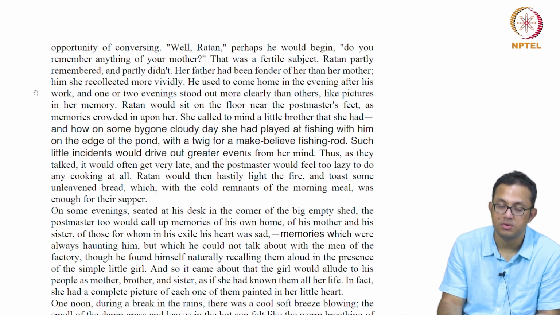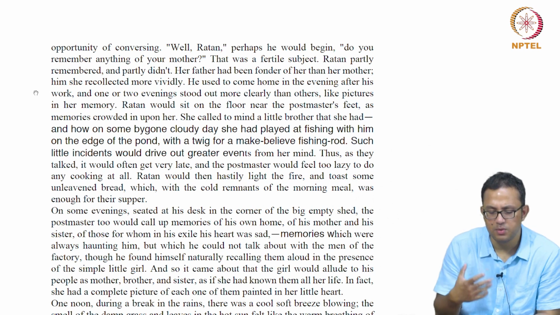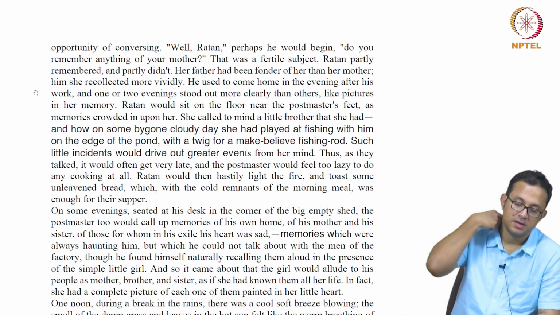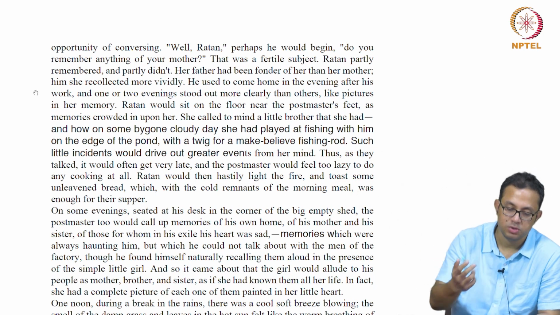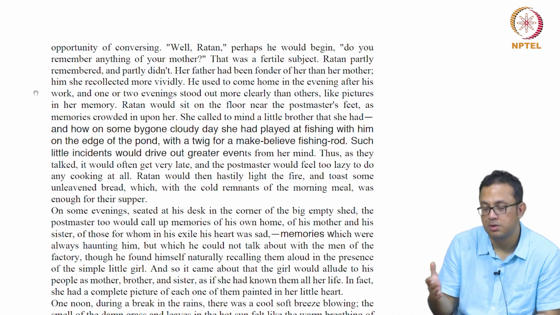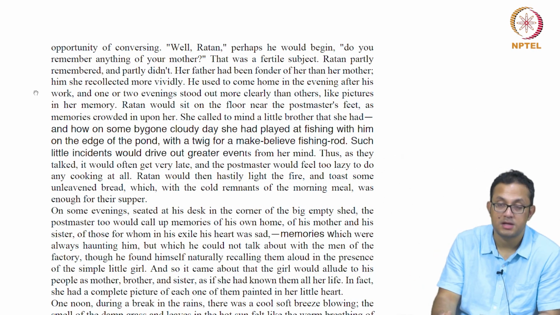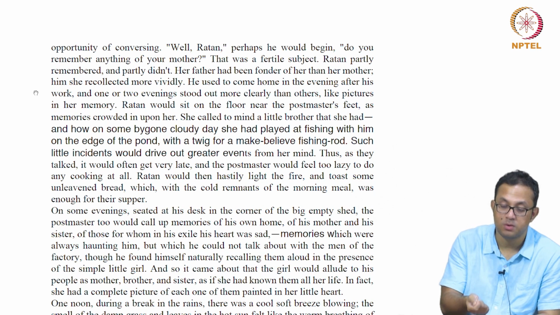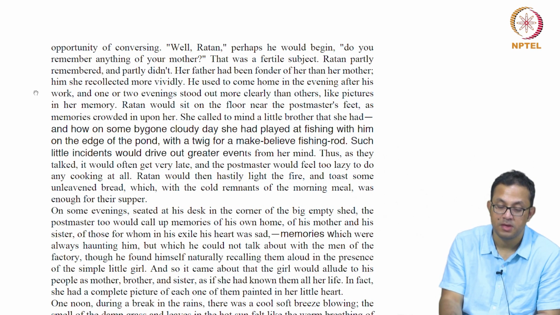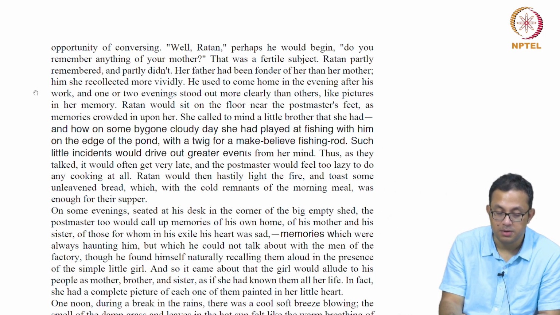So the whole idea of memory coming back is almost a Wordsworthian kind of setting, where there are two human subjects who otherwise are not occupied with anything. They recollect emotions in tranquility. And then the question about his father or mother would remind Ratan of the many memories she had with her father, and she would narrate those to the postmaster, and that's the way they would pass time every evening. So Ratan would sit on the floor near the postmaster's feet as memories crowded in upon her.